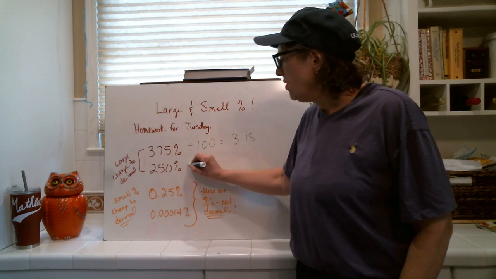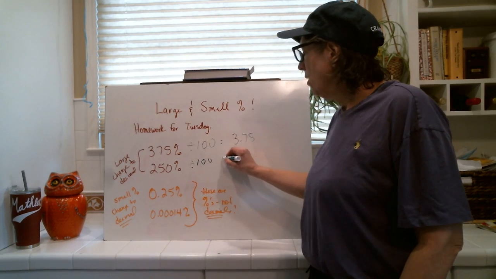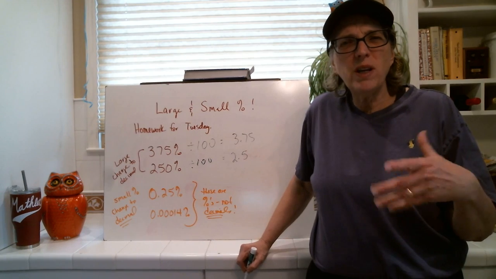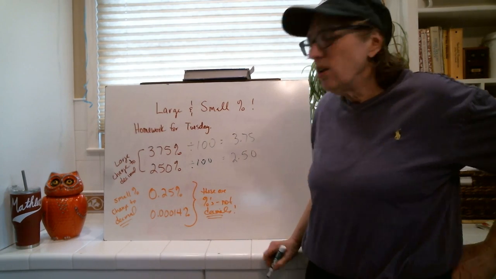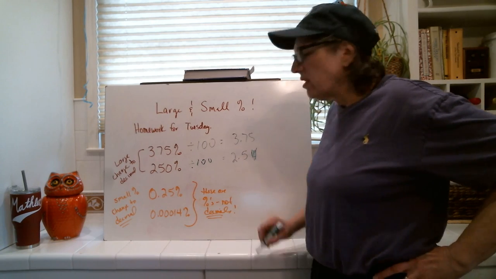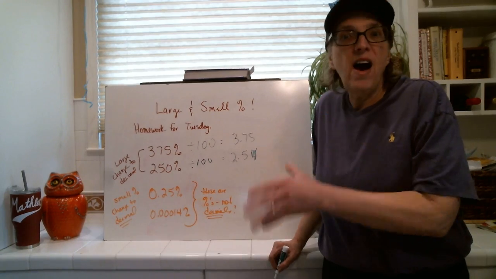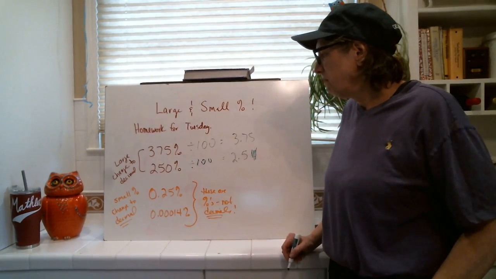And then you're going to divide 250% by 100, which becomes 2.5. You don't put 2.50 because you don't need the 0. If you put that, it's useless. It doesn't mean anything. You drop it. You don't write it unless it was 2.505. Then you have to write it. But if it's just at the end, you drop it.